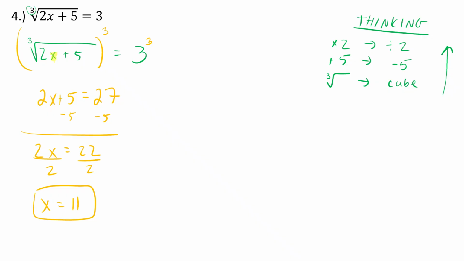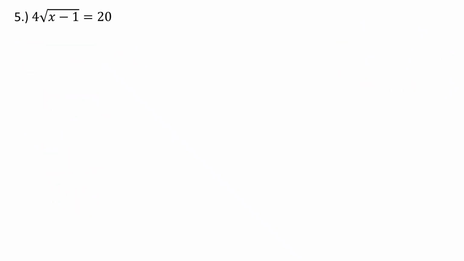Okay, next one. So next one, I don't think this is a huge deal here. We've got to do a little bit of isolating. So we've got our thinking, and we ask ourselves what's happening to our x value. So we are subtracting 1 on our x value there.